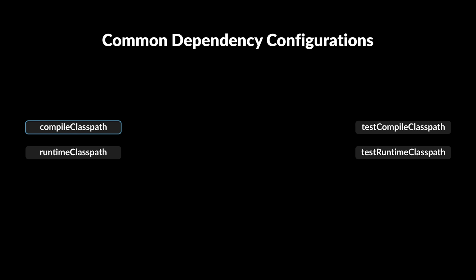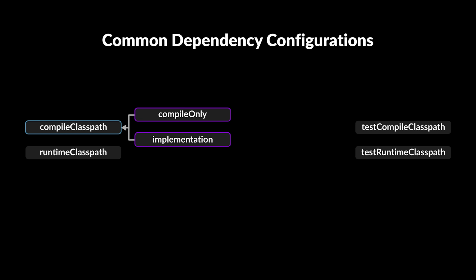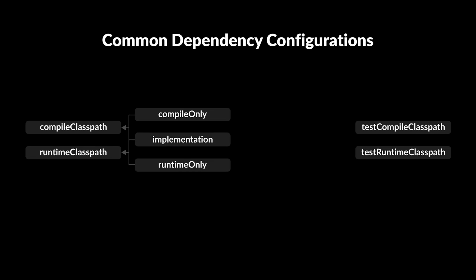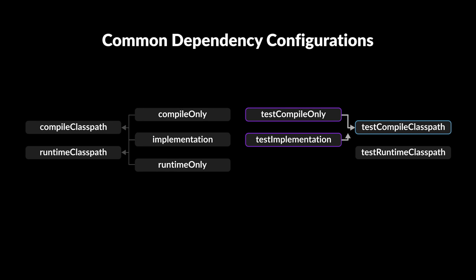The 2 main declarable configurations that compileClasspath extends from are compileOnly and implementation. There are other configurations that compileClasspath extends from as well, which will be covered in the next chapter. Any dependencies put in these configurations will be merged into the compileClasspath. The runtimeClasspath extends from implementation and runtimeOnly. The 2 main declarable configurations test compileClasspath extends from are test compileOnly and test implementation.